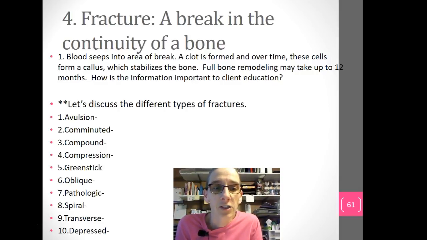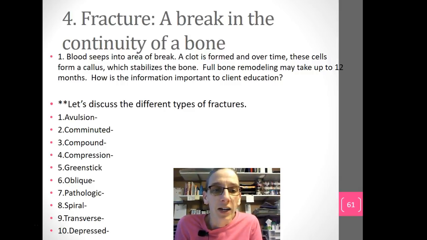Green stick fractures often occur in pediatrics. This is where one side of the bone is broken and the other side is just bent. It's very interesting. It really only occurs in pediatric patients because their bones are still soft. They are not as calcified as adults.